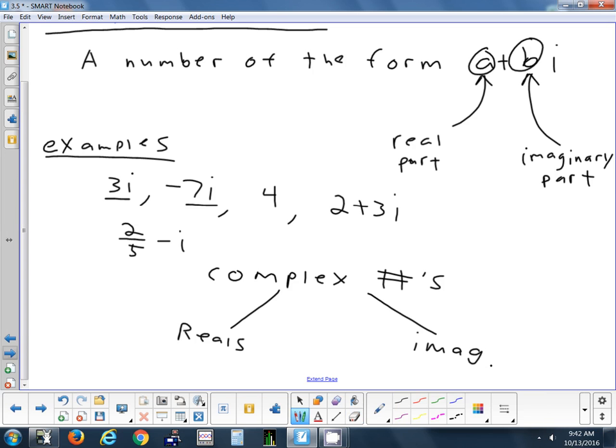So everything is a complex number. Everything. Sometimes the real part is 0. Sometimes the imaginary part is 0. Sometimes both parts are not 0. But that's where reals and imaginaries fit into the big picture. They fit under complex numbers.